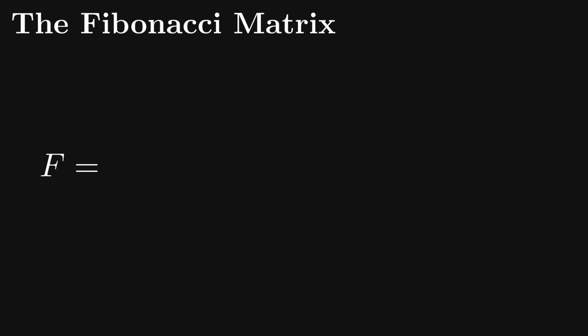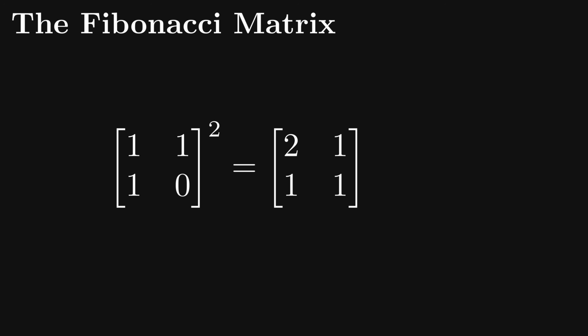Let F be a simple 2 by 2 matrix. The first row is 1, 1, while the second row is 1, 0. If we square F, we obtain the matrix 2, 1, and 1, 1. The cube of F is 3, 2, and 2, 1.